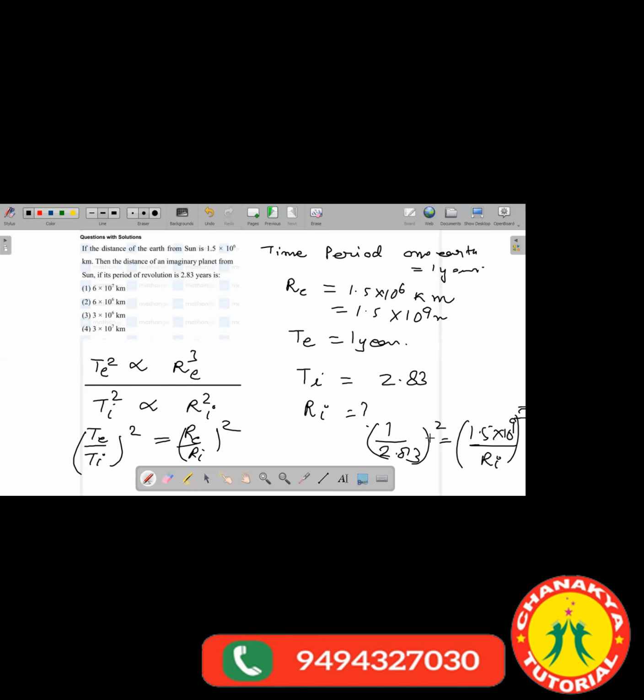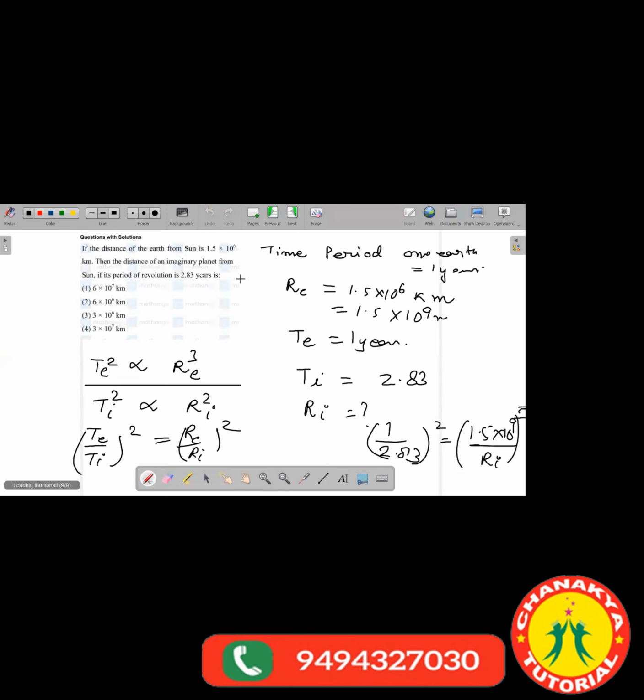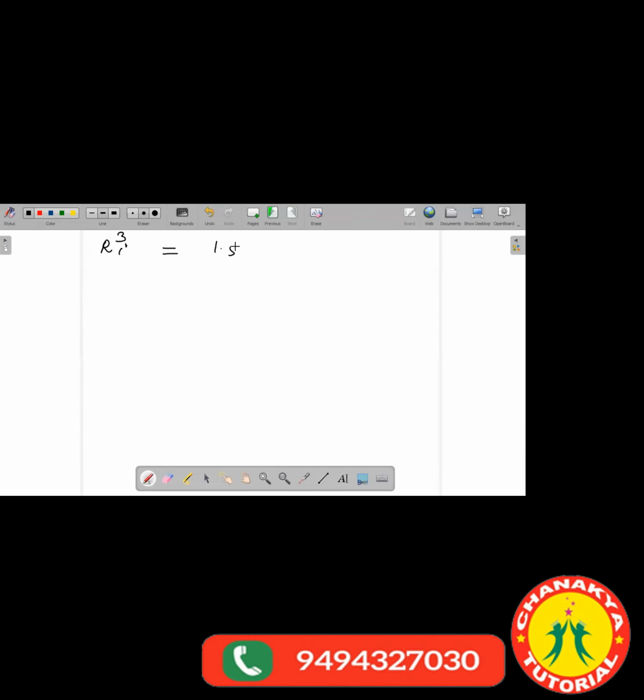So for this, you need to find the square of, rearrange the terms. You get Ri cube will be equal to 1.5 multiply 10 to the power 9 cube, and this whole multiplied by 2.83 squared. So now this should be the distance.